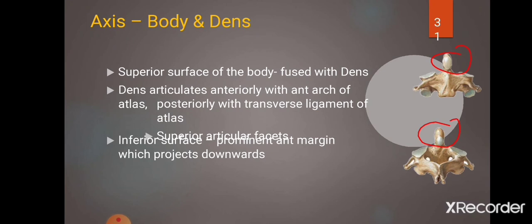The superior surface of the body is fused with the dens. The dens articulates anteriorly with the anterior arch of the atlas and posteriorly with the transverse ligament of the atlas. So recently we have studied the transverse ligament of the atlas, which is articulating with this axis vertebra. Then the inferior surface has a prominent anterior margin which projects downwards.